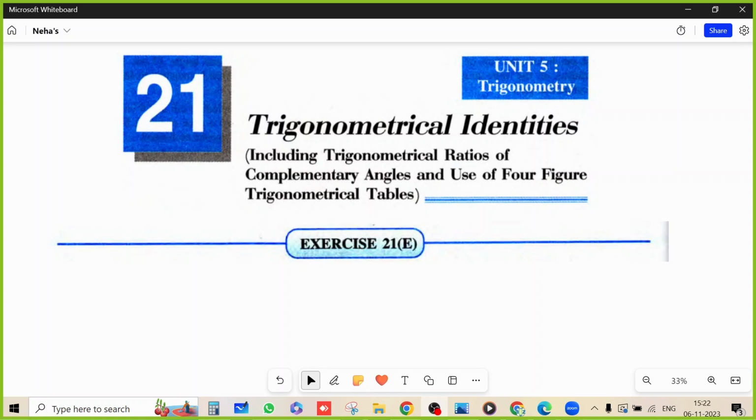Hello everyone. In this session, we are going to do question number 10 to question number 15 of exercise 21E of the chapter Trigonometrical Identities from the textbook Concise Mathematics by Selina Publications for class 10. So let's begin with the questions now.